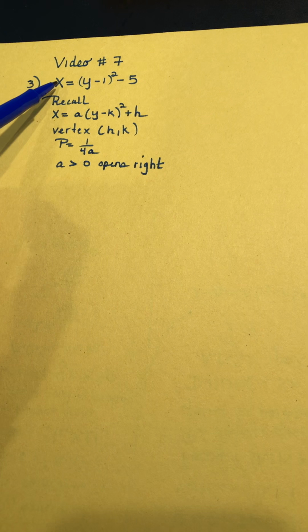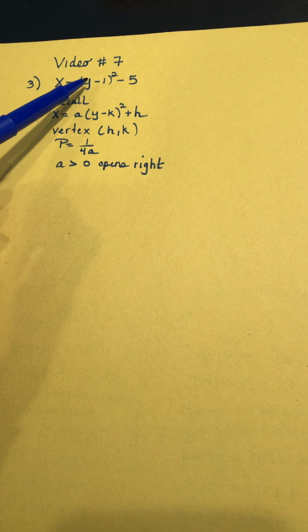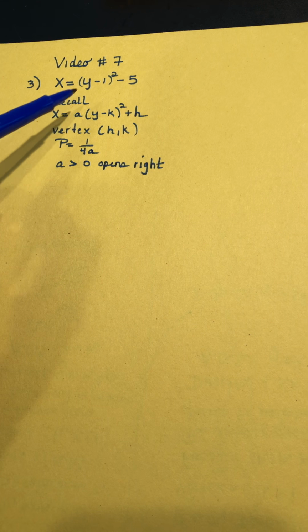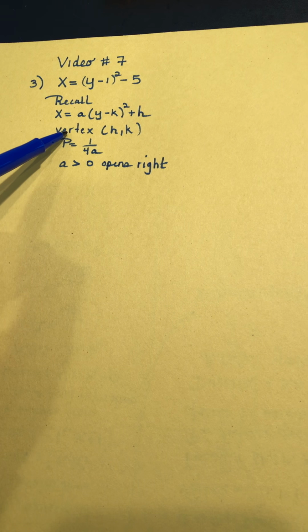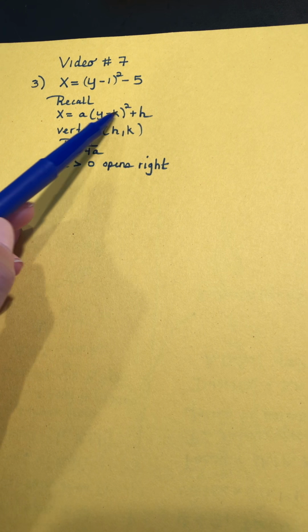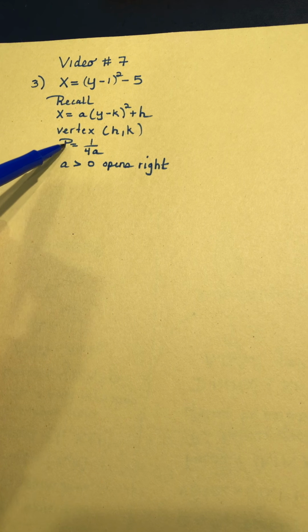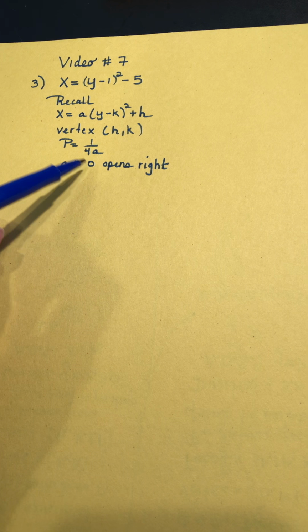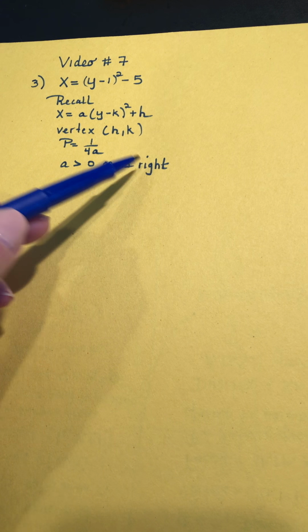So we're given the equation that x equals the quantity y minus 1 squared minus 5. This is a sideways parabola, so please recall that x is equal to a times the quantity y minus k squared plus h. Remember, our vertex is still (h, k), even though the h and k are out of the order that we normally think of, and p is equal to 1 over 4a. When a is greater than 0, we open to the right, okay?